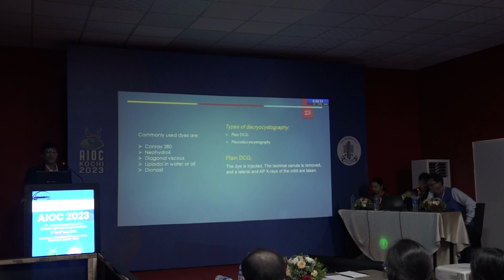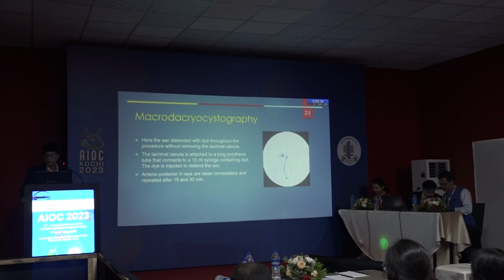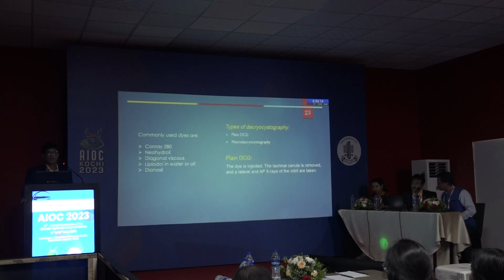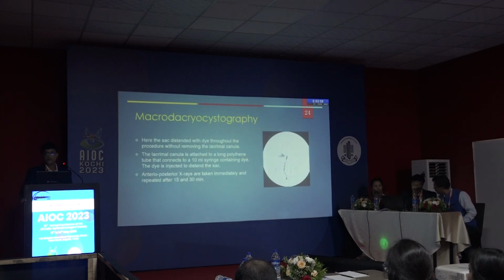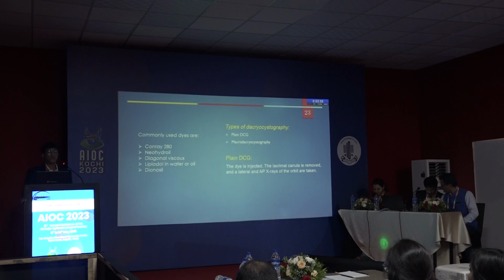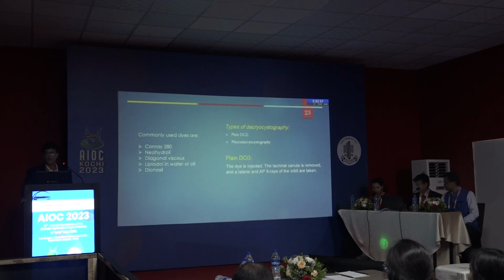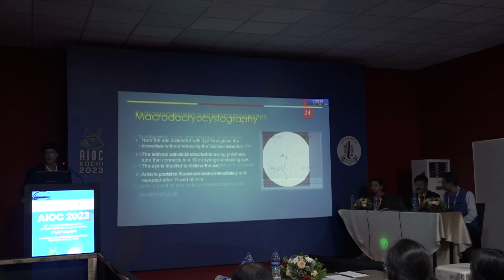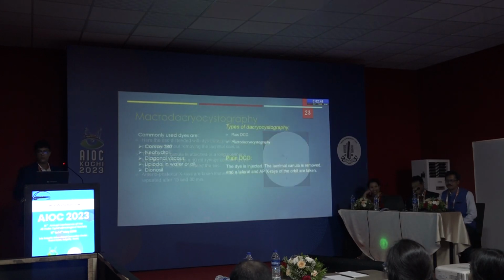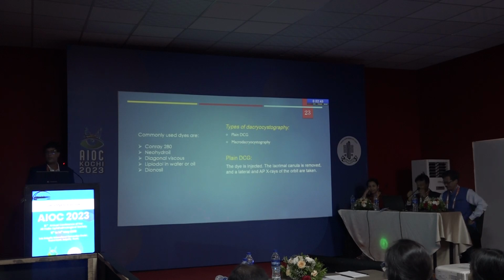Commonly used dyes are Conray 280, Neohydriol, and Diodone viscous, lipiodol in water or oil, and Diodrast. Types of dacryocystography are plain dacryocystography and macro dacryocystography. In plain dacryocystography, the dye is injected, the lacrimal cannula is removed, and lateral and AP views of the orbit are taken.